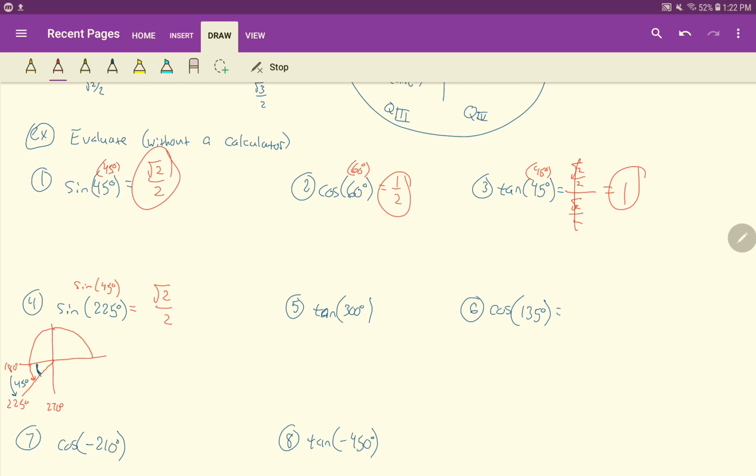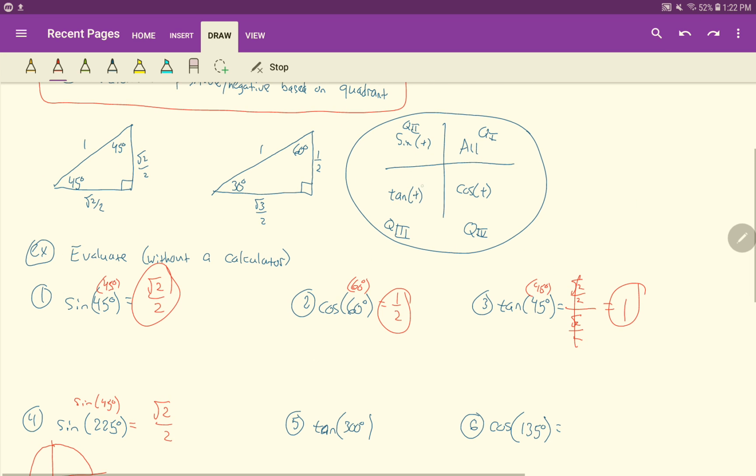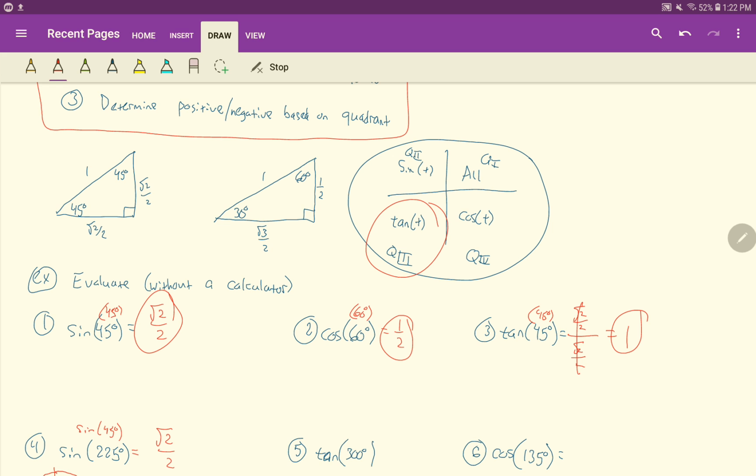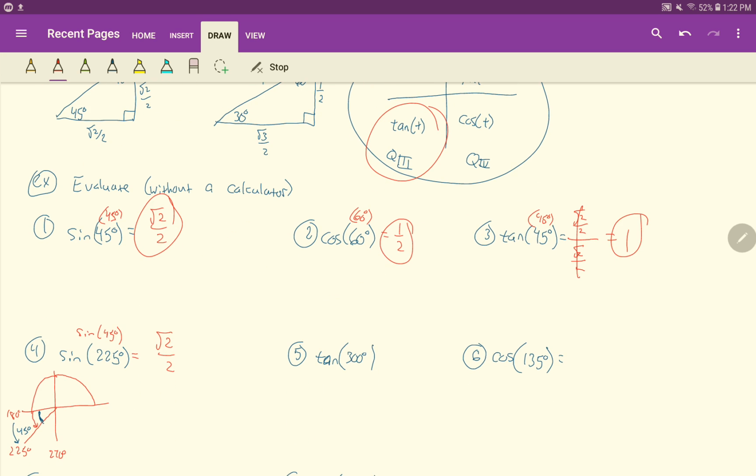Now 225 ends up in the third quadrant, which if we look right here, only tangent is positive in that quadrant 3. Tangent's positive, so sine will be negative there: negative root 2 over 2.